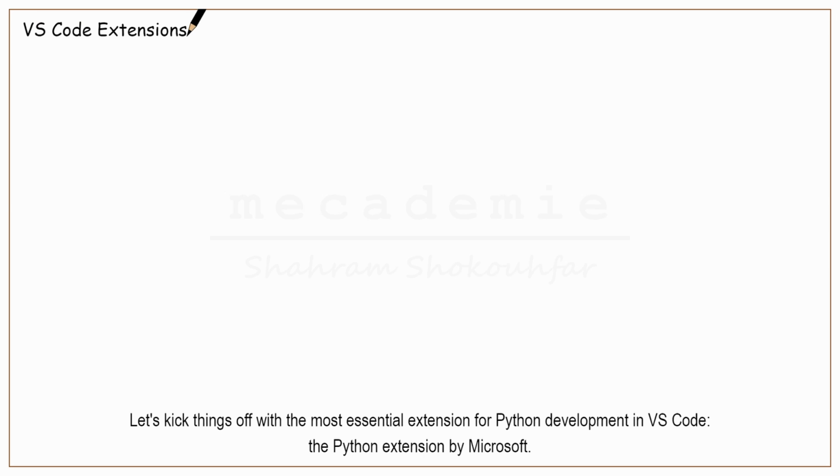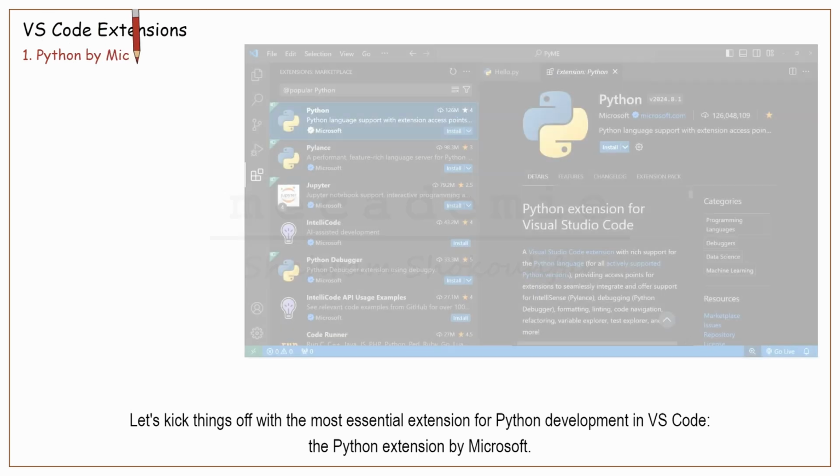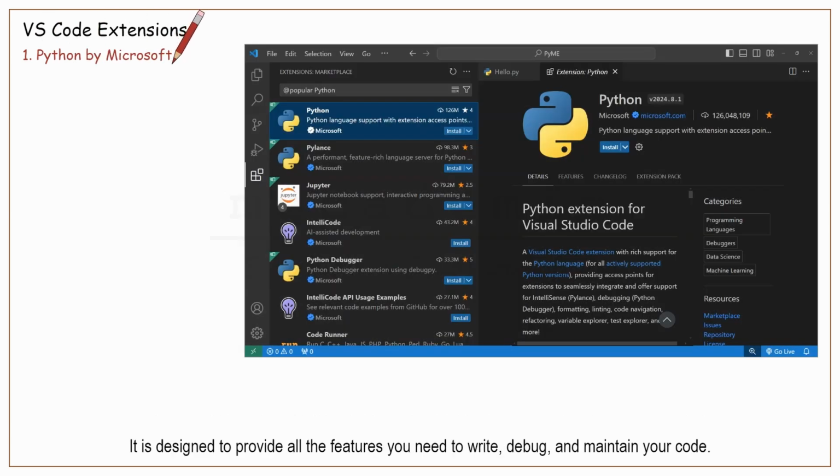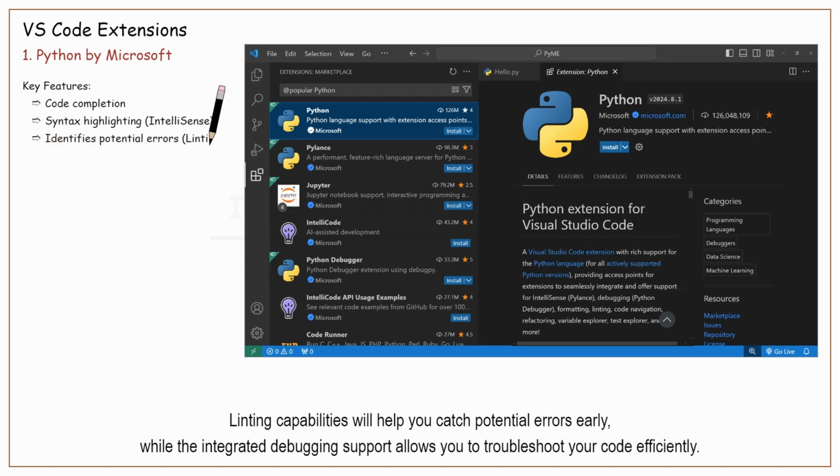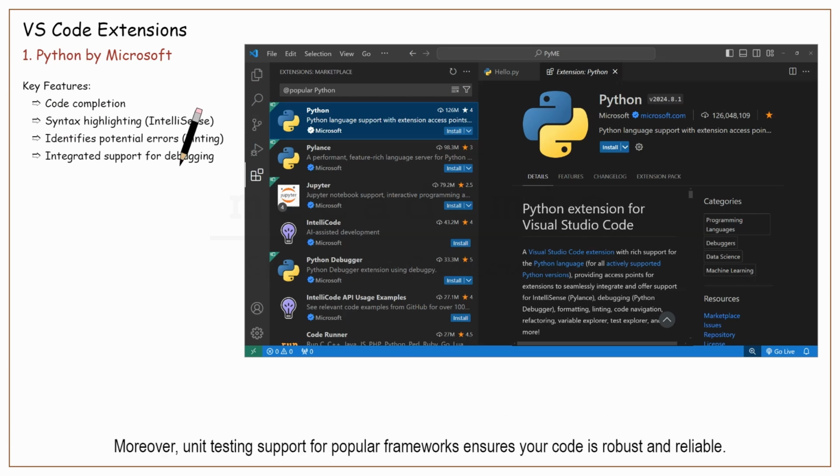Let's kick things off with the most essential extension for Python development in VS Code, the Python extension by Microsoft. It is designed to provide all the features you need to write, debug, and maintain your code. With Python by Microsoft, you will enjoy advanced code completion and syntax highlighting through IntelliSense. Linting capabilities will help you catch potential errors early, while the integrated debugging support allows you to troubleshoot your code efficiently. Moreover, unit testing support for popular frameworks ensures your code is robust and reliable.